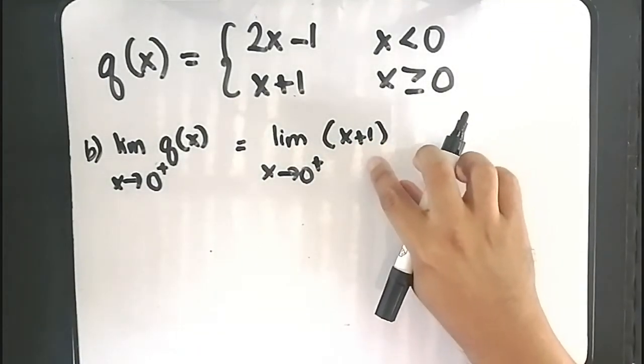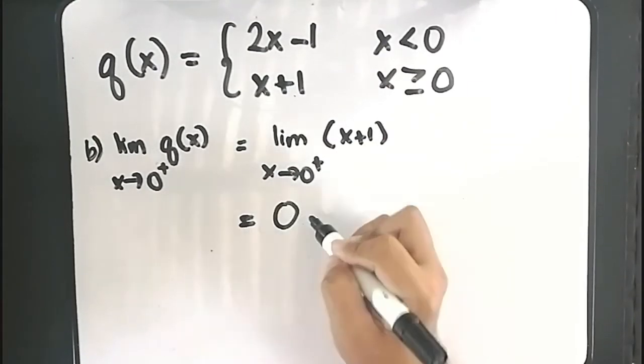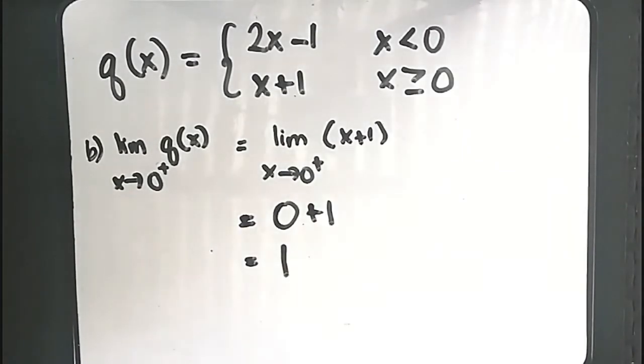Since this is a polynomial function, pwede na nating mag-substitute. So, we have 0 plus 1 equals 1. Therefore, the limit of q of x as x approaches 0 from the right is equal to 1.